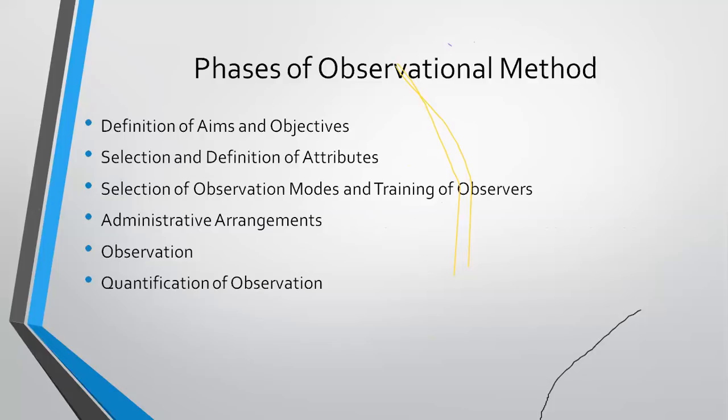You want to observe how bosses interact with their subordinates. That is your own aim and objective. After you have defined your aim and objective, the next thing you do is select and define the attributes that you actually want to define. After that, you select your observation modes and you train your observers.